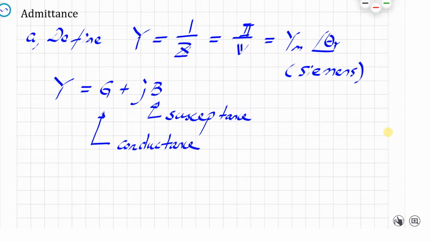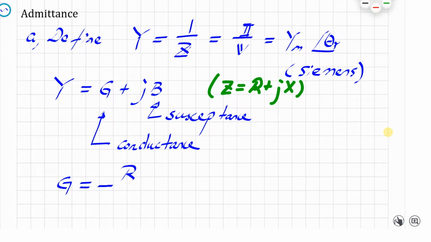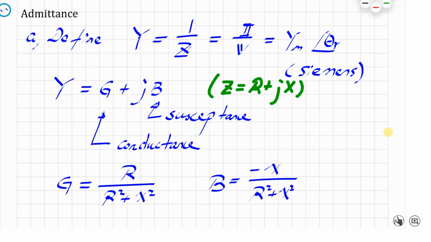Now remember that we can relate to the impedance, resistance, and reactance. And the relationship here is that G, which is the conductance, is R divided by R squared plus the reactance squared. And the susceptance, B, is equal to the negative of reactance divided by R squared plus X squared.